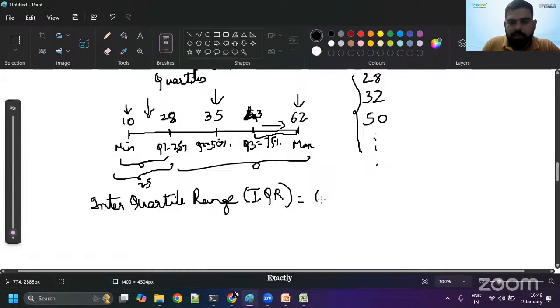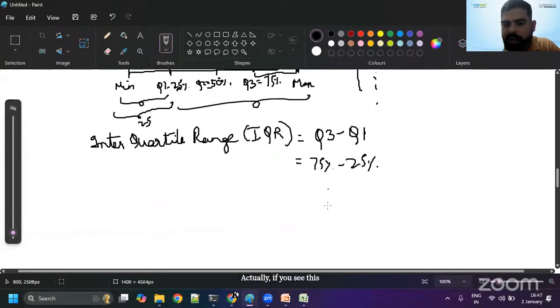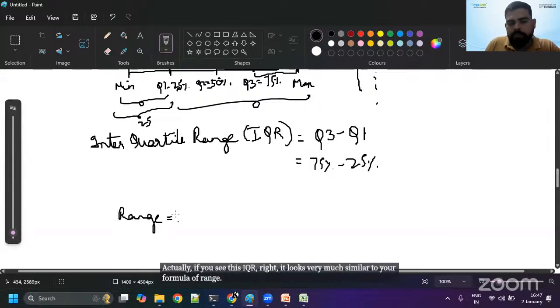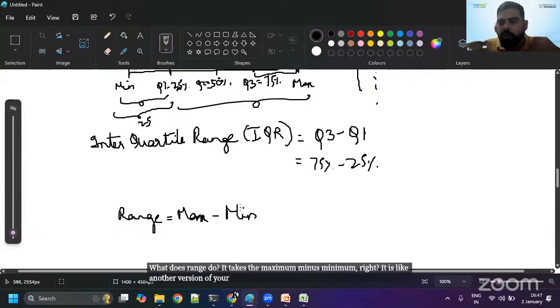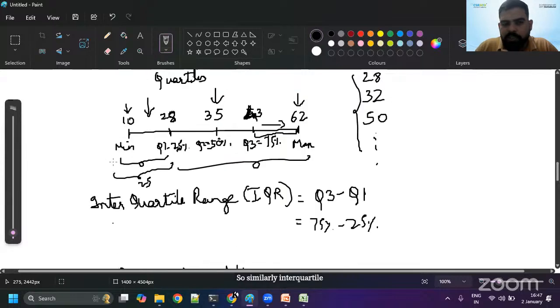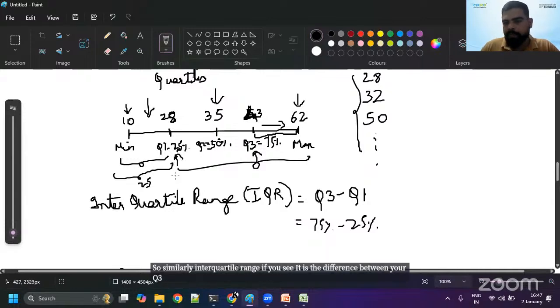Exactly. Okay, great. So it is nothing but your Q3 minus Q1. So it is nothing but your 75th percentile minus your 25th percentile. Actually, if you see this IQR, it looks very much similar to your formula of range. What does range do? It takes the maximum minus minimum, right? It is like another version of your standard deviation, one quick version of standard deviation. So similarly, the interquartile range is the difference between your Q3 and your Q1.